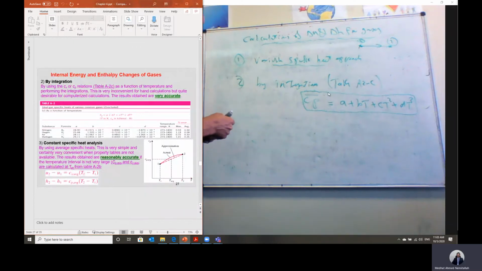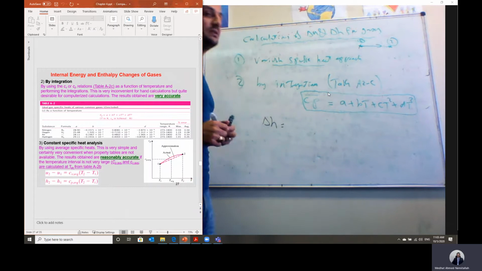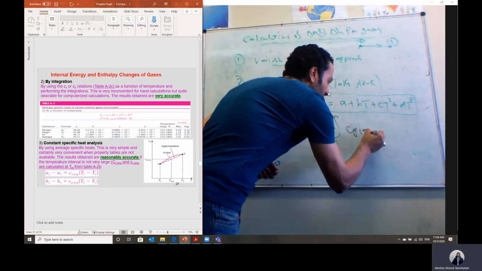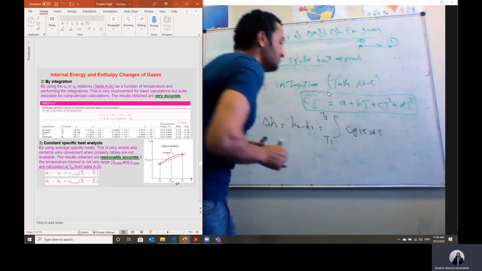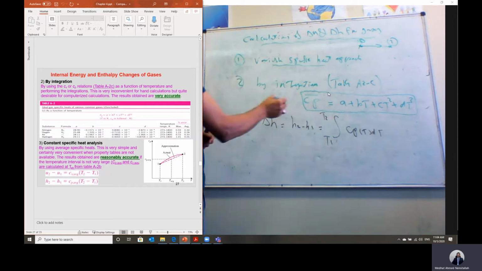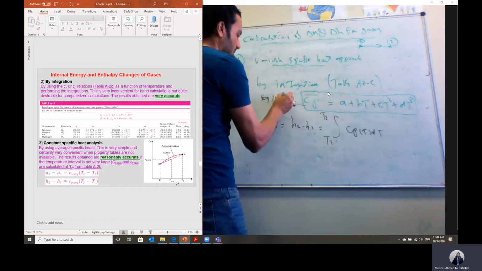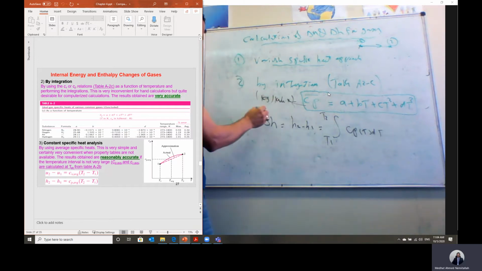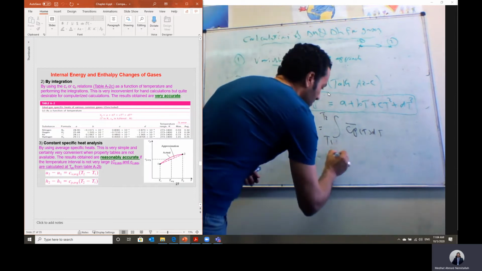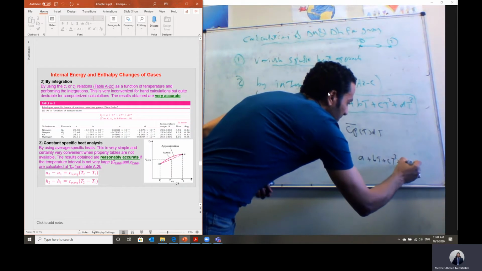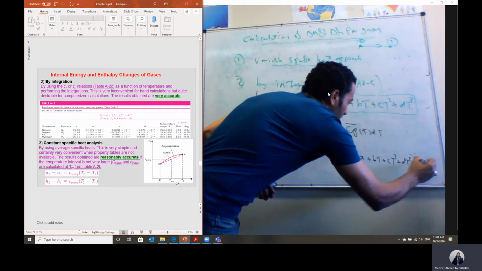In this case, if you were to calculate the change of the enthalpy, which is equal to H2 minus H1, it will equal the integration of Cp as a function of temperature dT from T1 to T2. But the equation given here gives the specific heat in kilojoule per kilomole Kelvin, not per kilogram. That means this delta H I'm calculating is delta H per kilomole, and this specific heat is the molar specific heat. So it will equal the integration from temperature T1 to T2 of A plus BT plus CT squared plus DT cubed, with respect to dT.